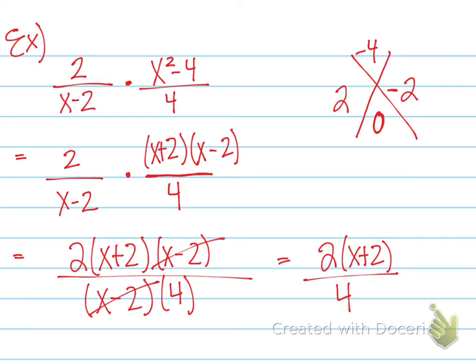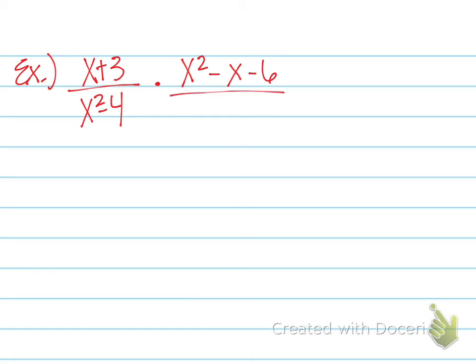But can I simplify 2 over 4 to what? 1/2. And then I could even write it as x plus 2 over 2. So all I did from here to here was just simplify 2 over 4 down to 1/2. Okay?